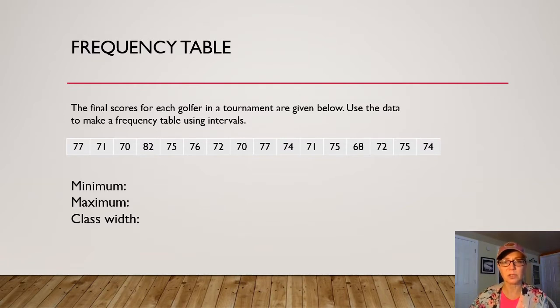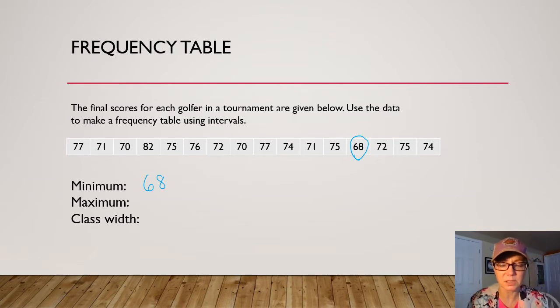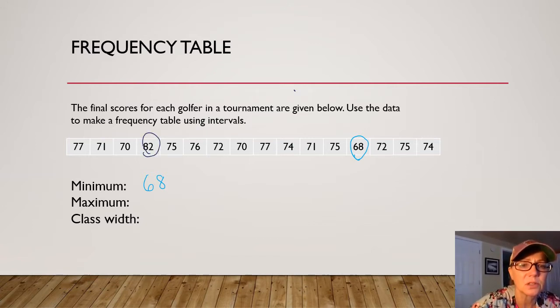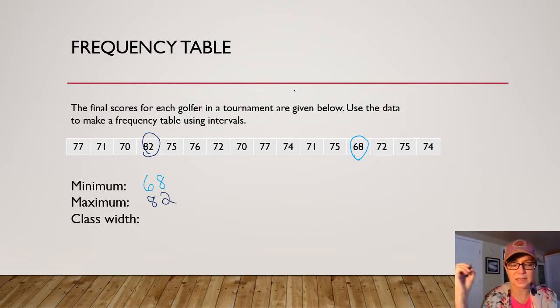The final scores for each golfer in a tournament are given below. Use the data to make a frequency table using intervals. Well, the first thing we want to do is pick out our minimum golf score. So let's see. Looks like 68 is our minimum. Now we want to scan through the data and also find the maximum, or the biggest value. So let's see, the maximum, there's only one in the 80s. So the maximum value is 82.